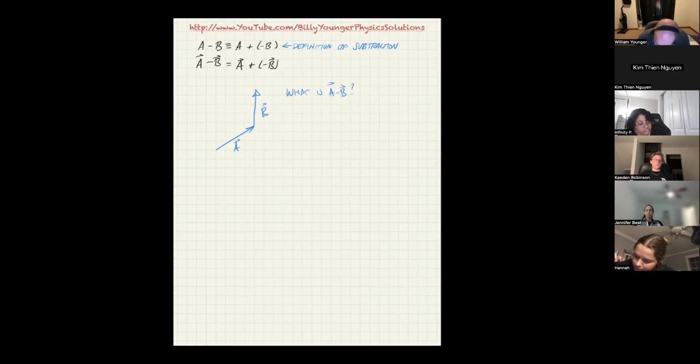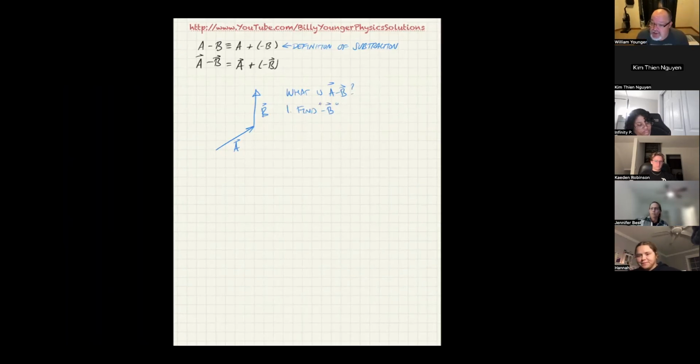So now I can quickly show you that if I had this vector right here as A, and I had this vector right here as B, and I wanted to find out what is A minus B, then what I would do is I would find negative B, which means B multiplied by -1.